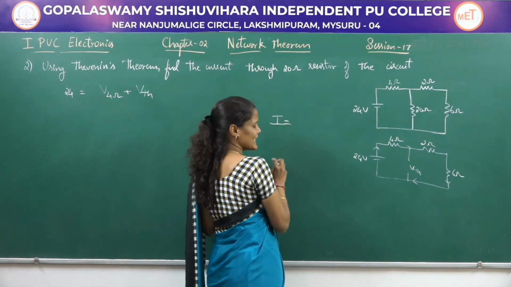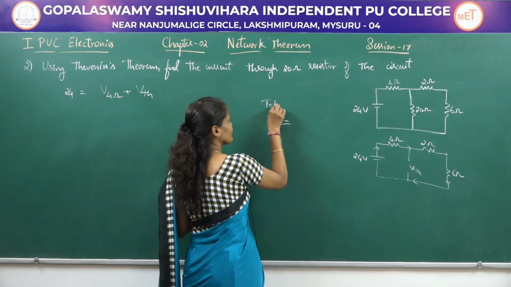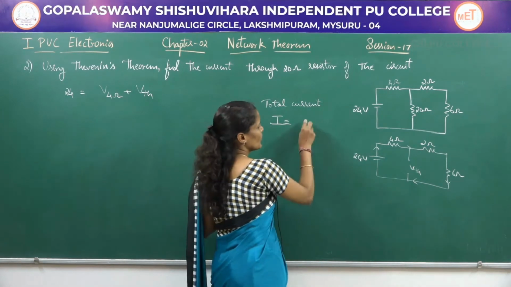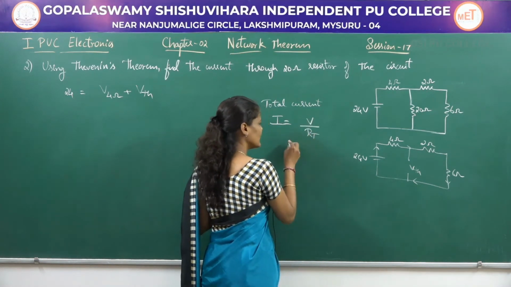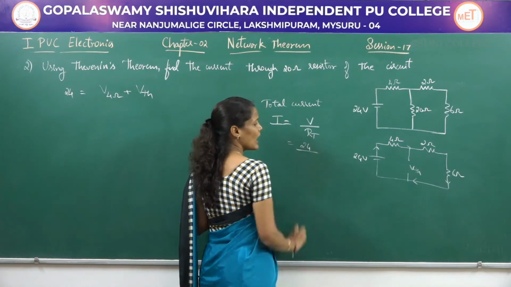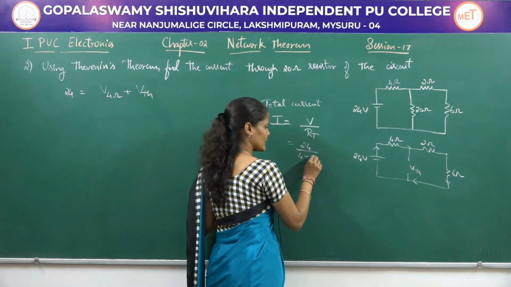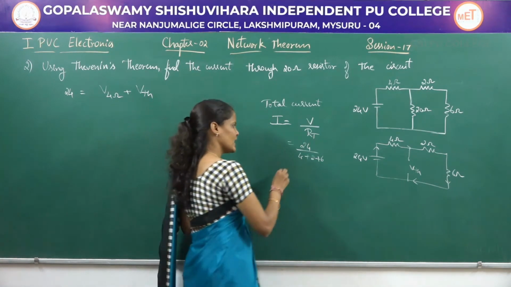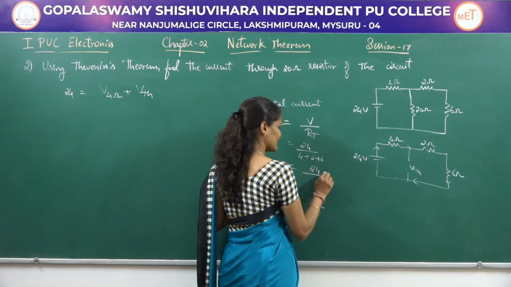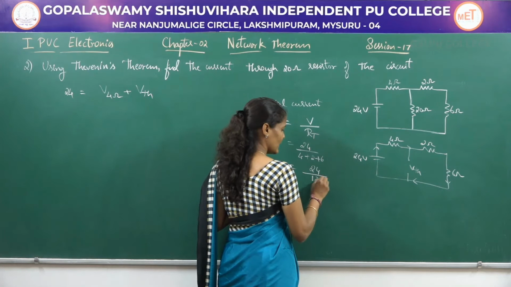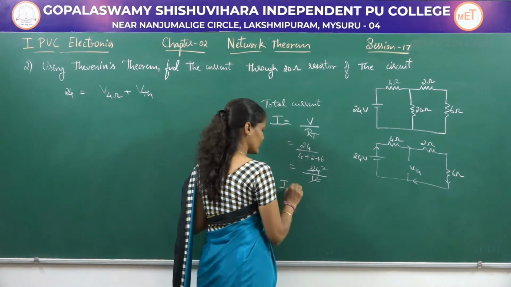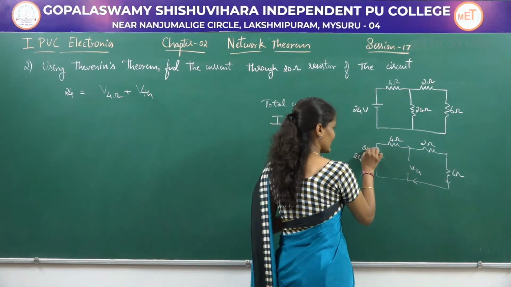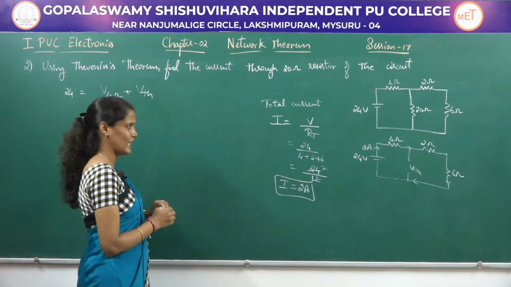So the current I is equal to, that is the total current. The total current I is equal to V divided by R total, where V value is equal to 24, R total value is 4 plus 2 plus 6, because all of these 3 resistors are connected in series. So 24 divided by 12 gives me, 12 ones are 12, twos are, so the total current I is equal to 2 amps. So the current I which is flowing in this particular circuit is 2 amps.